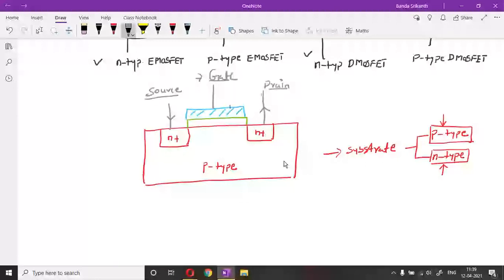So this is a P-type substrate. We will discuss the operation, comparisons between MOSFET and BJT, and comparisons between enhancement mode and depletion mode. Actually this transistor is nothing but an N-type enhancement mode MOSFET. Why is it called an enhancement mode MOSFET? Why are some devices called depletion mode transistors? What are the differences? That we will discuss in the next class.